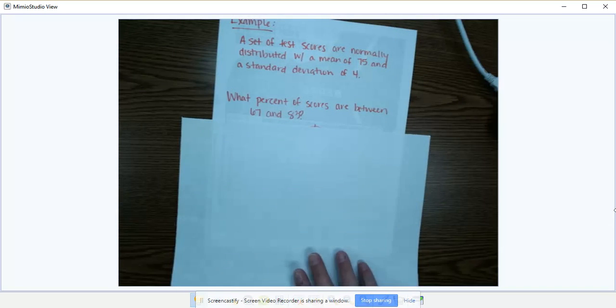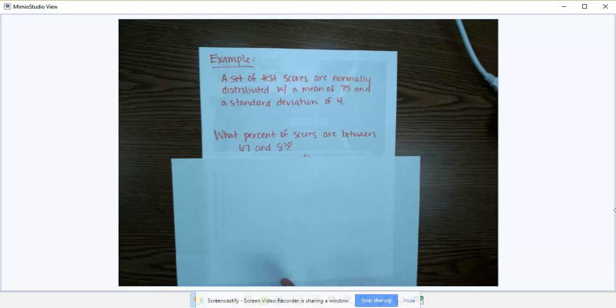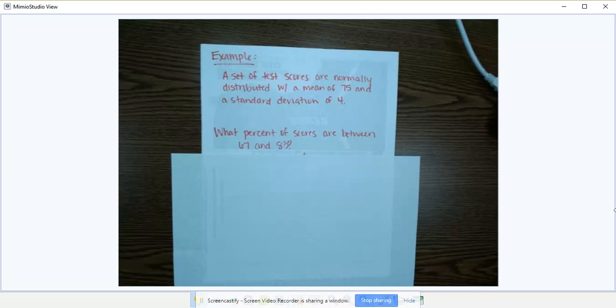So we're going to look at a couple examples. We're going to use this information for the rest of our examples: we have a set of test scores that are normally distributed. They have a mean of 75 and a standard deviation of 4. We want to know what percent of scores are between 67 and 83. I always sketch a picture so that it makes a little more sense.